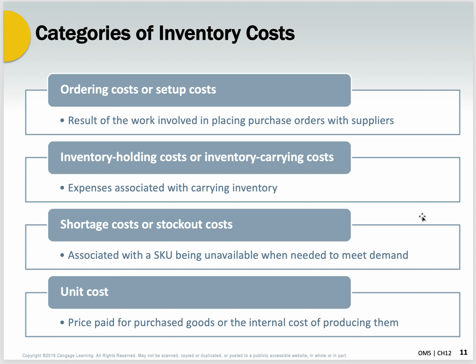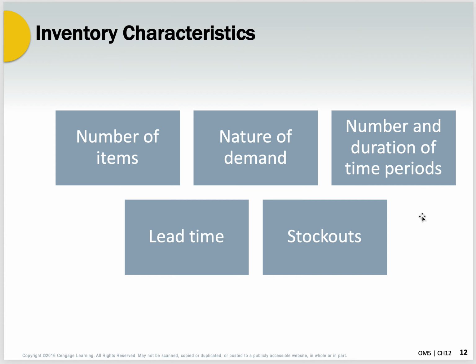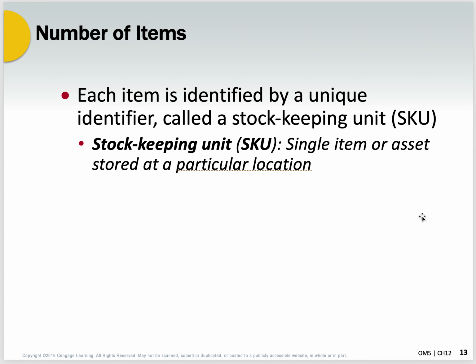So you have that shortage cost that you have to look at if you're out of stock. And then the unit cost: how much did the thing cost you to buy or produce? All right, so inventory characteristics: number of items that you have, nature of the demand, the number and duration of time periods, what you call lead time, and stockouts.